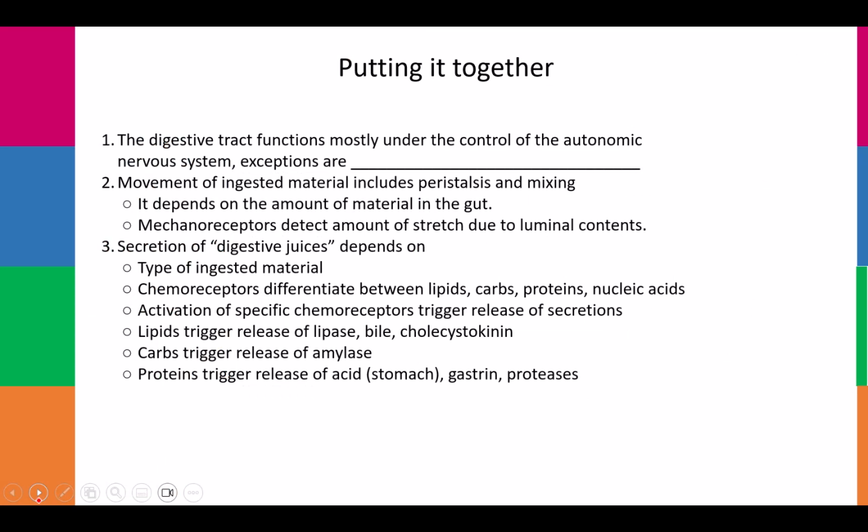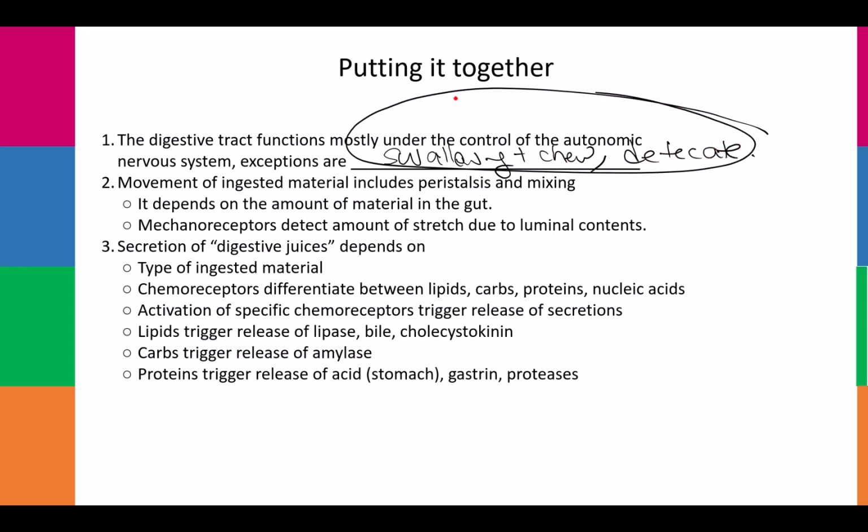So just to put it together, the digestive tract functions mostly under the control of the autonomic nervous system. Exceptions are that we choose to swallow and chew, as well as to defecate. So these are all processes that are under voluntary control.